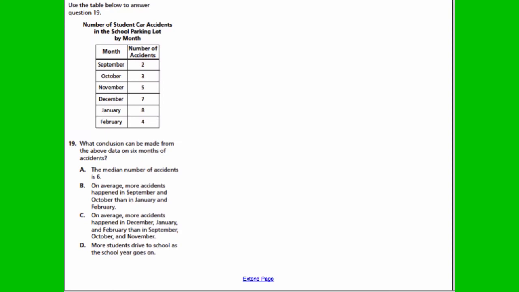Let's look at 19. Use the table below to answer question 19. Number of student car accidents in the school parking lot by month. They've got September had 2, October 3, November had 5, December had 7, January had 8, and February had 4. What conclusion can be made from the above data on 6 months of accidents? The median number of accidents is 6.